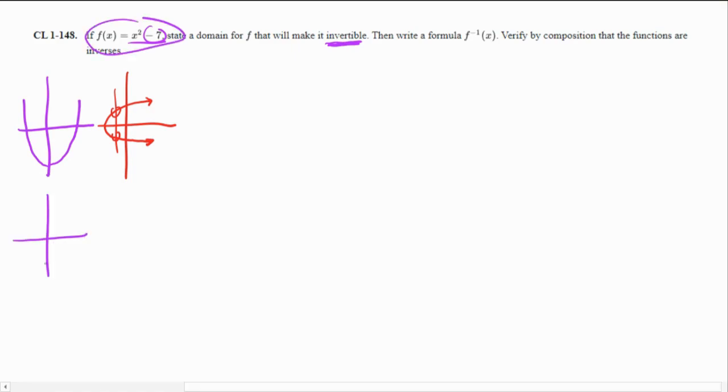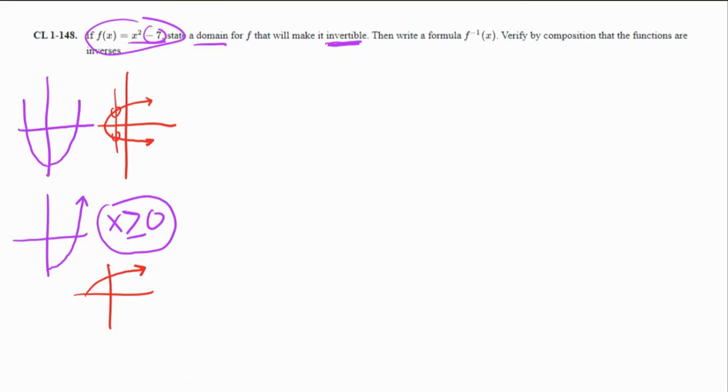What that means is that I'm really going to take just half of my function when I take the inverse. So I'm going to take the right side, saying that my domain is just all values of x that are greater than or equal to 0. So that's my domain restriction so that when I invert this graph, or I take the inverse, it will still be a function. Okay, now that all that is said, I'm going to write the formula for the inverse and then verify here in a second.